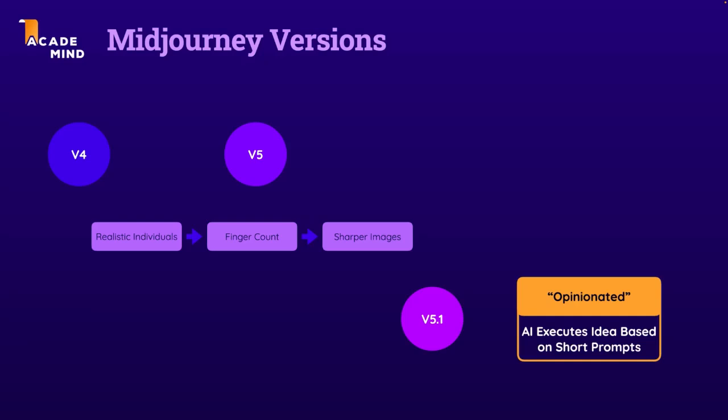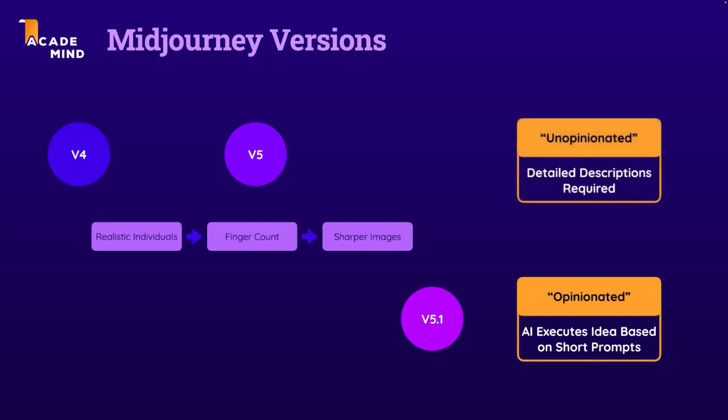This is actually great, and we will also use version 5.1 in this module now, because 5.1 is also the default model used in Midjourney at the moment. But if you want to be more explicit about what should be displayed on the image, if you don't want the AI to come up with creative ideas, instead you want to define all the details that should be part of the image on your own, then you can also jump back to an unopinionated model, which requires more detailed descriptions. Unopinionated models are version 4 and 5, for example. As mentioned, I recommend version 5 or newer.